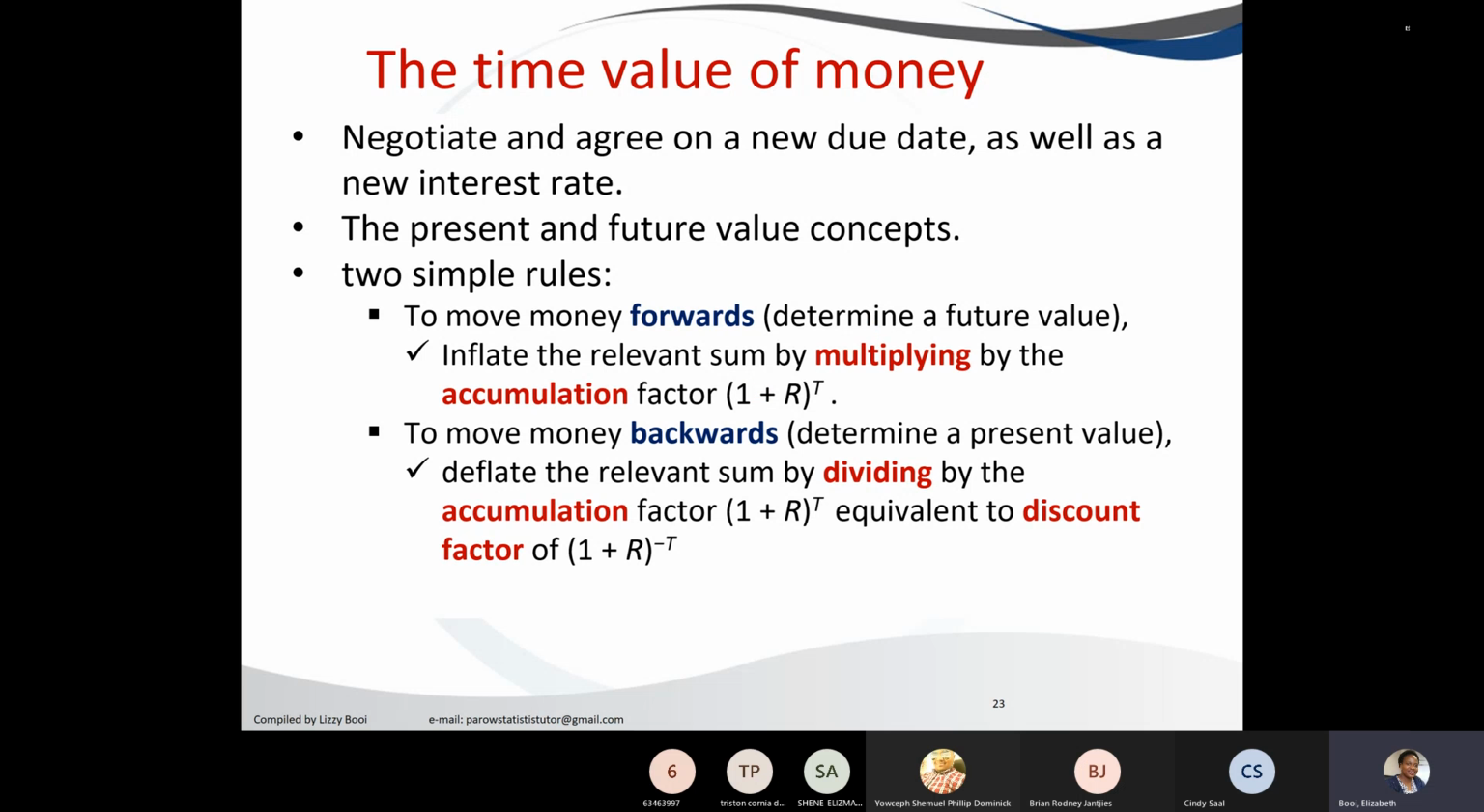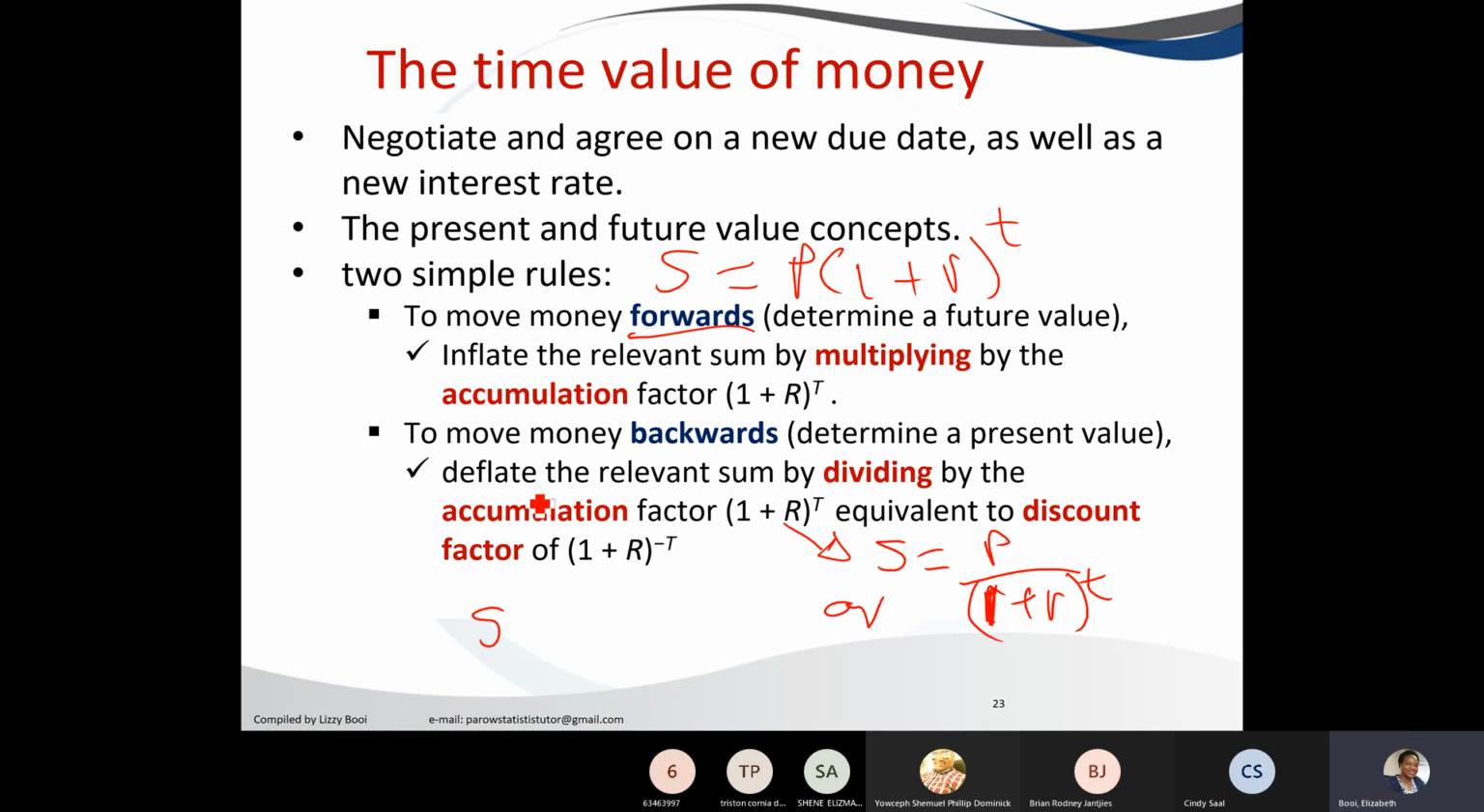So what do I mean by this? It means when I'm moving money forward, my formula stays S is equal to P times 1 plus r to the power t. When I'm moving the money backwards, I am dividing, so it will be S is equal to P divided by 1 plus r to the power t, or you will say S is equal to P times 1 plus r to the power minus t, one and the same thing. And that will be only when you are moving the money backwards.